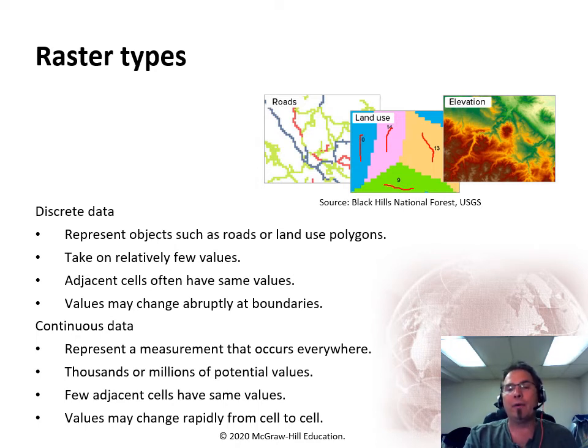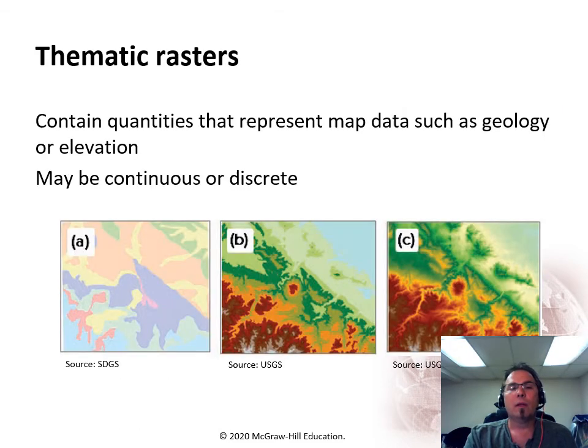They don't vary from cell to cell. You have large numbers of cells with the same exact value. So that's what makes discrete rasters very different from continuous rasters. They don't have very many values, and the cell values don't necessarily change right away. So just like with vector data, you can create thematic rasters, color schemes and things like that.